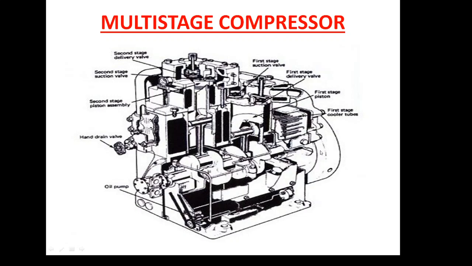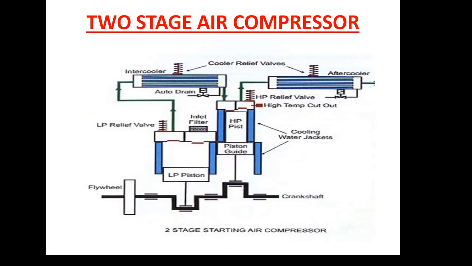Let's see a more simplified diagram. Now here you can see the two stage air compressor. Why is it two stage? Because it consists of two pistons, LP piston and HP piston. What is the LP piston? It means low pressure piston and high pressure piston.